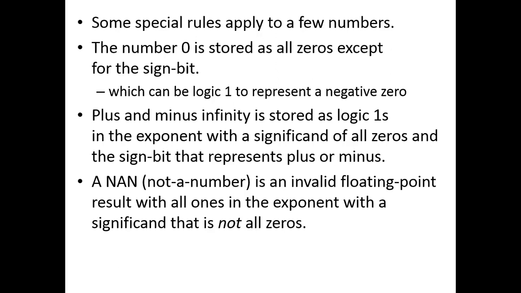Friends, in yesterday's condition code table, we have already discussed positive 0, negative 0, positive infinity, negative infinity, not a number, and all that. Plus and minus infinity are stored as logic ones in the exponent with a significand of all zeros and the sign bit that represents plus or minus. NaN is not a number, an invalid floating point result, with all ones in the exponent and a significand that is not all zeros.